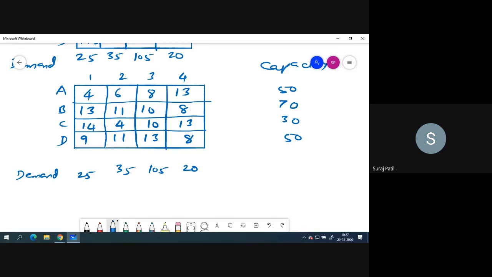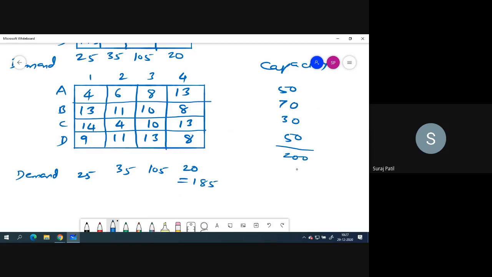So if I add capacities, 50 plus 70 is 120, 120 plus 30 is 150, 150 plus 50 is 200. So it is 200. And if you add demand, 25 plus 35 is 60, 60 plus 105 is 165, 165 plus 20 is 185. So if you see, there is a difference of 15 units among capacity and demand. Hence it is called an unbalanced demand and supply transportation problem.